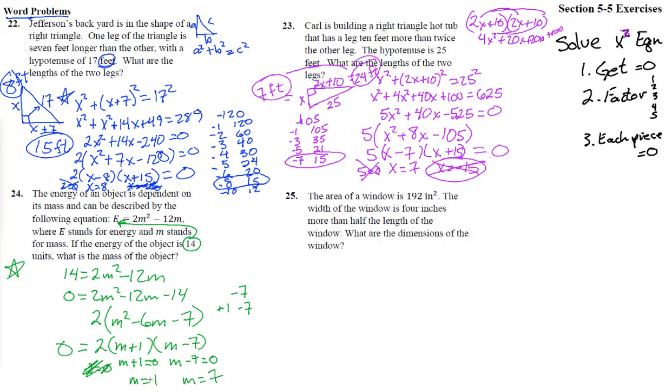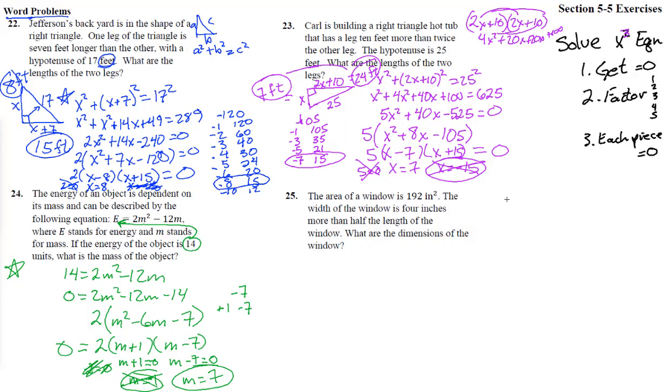One of these doesn't make sense as the mass of an object. You can't have a mass of negative 1. So I'm afraid the real world casts this mathematically valid and perfectly fine answer out the window and leaves us with 7 units, kilograms. It doesn't give us the units to be able to use here, so we can't quite use those. Number 25 says the area of a window is 192 inches squared.